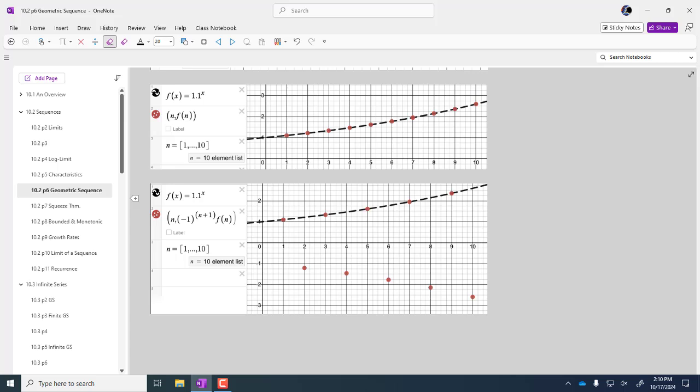So for your sequences, you should be visualizing a bunch of dots that are going up or a bunch of dots that are going down. And if they're going down, hopefully they're converging to something. If they're going up, hopefully they're converging to something.